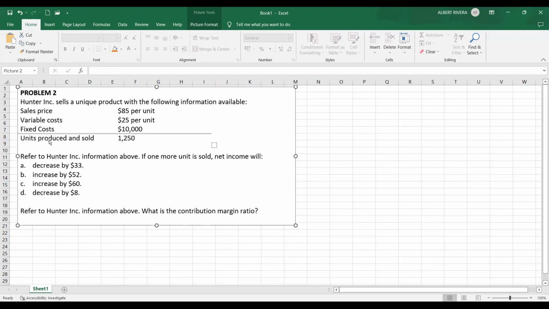Okay, so the units produced and sold here is 1,250. The problem states that if one more unit is sold, this will become 1,251. So net income will change at what level? Please compute for the requirement in problem number 2 in the next 30 seconds. Your time starts now.